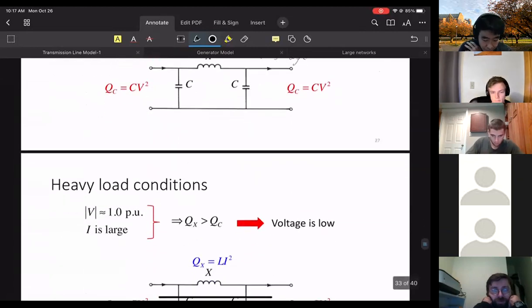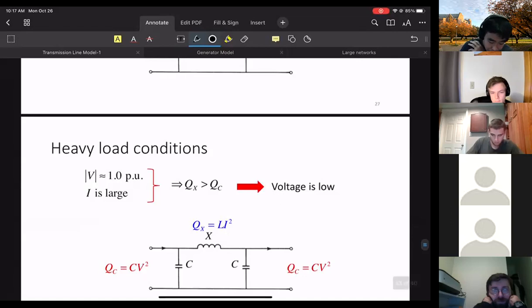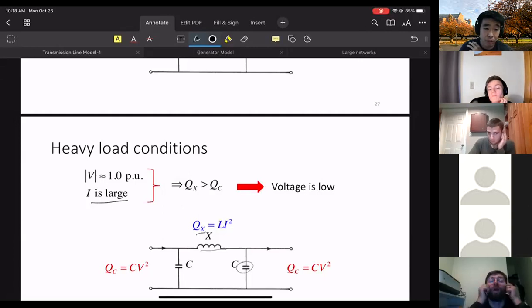Then conversely, if you look at a heavy-load situation, the current is large, and then the voltage becomes lower. There's a fairly large Qx, and this takes a lot of reactive power out of the system, which causes a low voltage situation. You can think of a large current flowing through this impedance element, which causes a relatively large voltage drop across the impedance. Because of this voltage drop, the capacitor is not supplying as much reactive power as before. So in total, you have less reactive power, and the voltage will tend to drop.